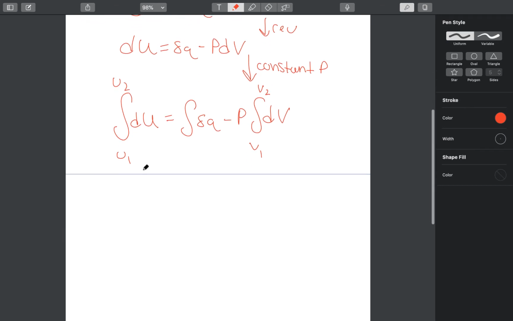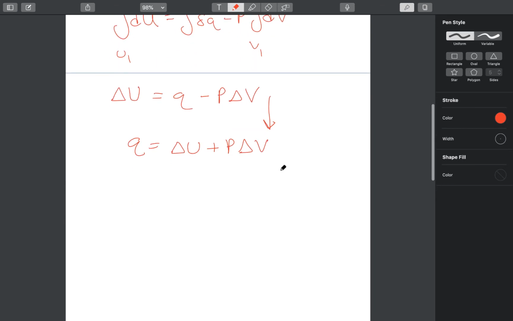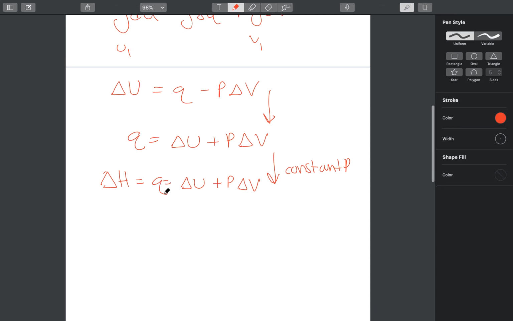And when we integrate this, we get change in U is equal to Q minus P times the change in V. And you may remember that when we are at constant pressure, we're first going to solve for Q. So Q is equal to delta U plus P times delta V. And since we're under constant pressure, we know that delta H is equal to Q, which is equal to delta U plus P change in V. So delta H is equal to Q.